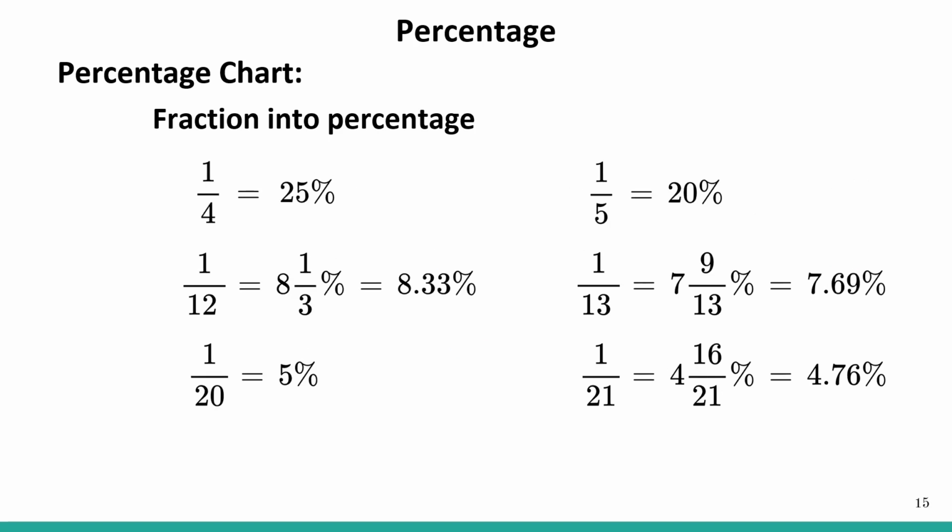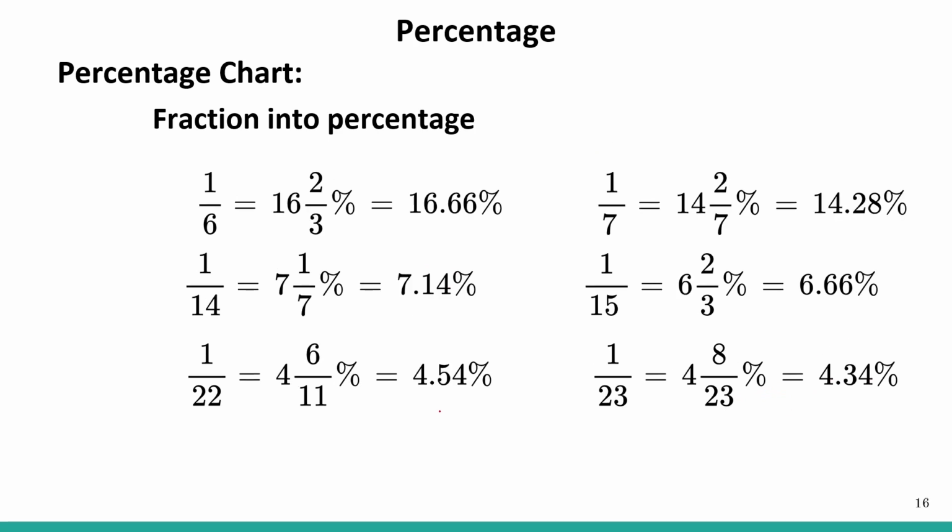So 1 by 4 is equal to 25%, as you can see here. 1 by 12 is equal to 8 whole and 1 by 3%, that is 8.33, or 8.3 bar percent. And 1 by 20 is nothing but 5%. 1 by 5 is equal to 20%. 1 by 13 is equal to 7 whole and 9 by 13%, that is 7.69%. And 1 by 21 is equal to 4 whole and 16 by 21%, that is 4.76%. So there is another chart here.